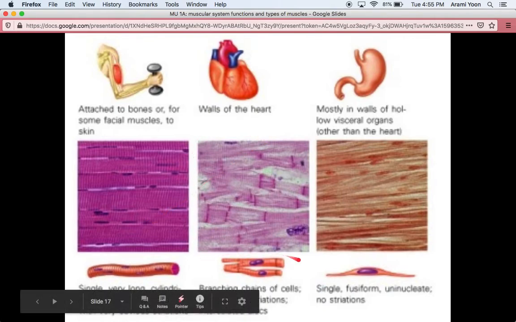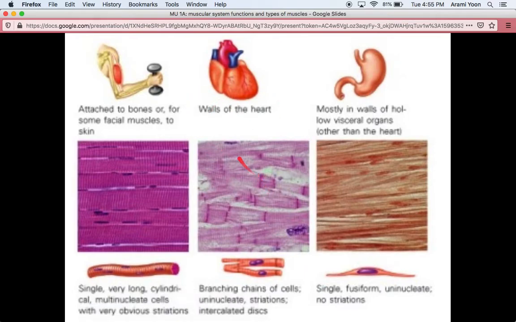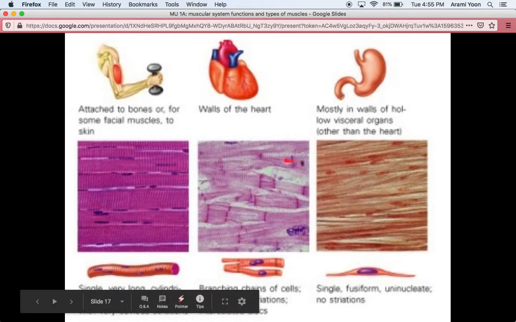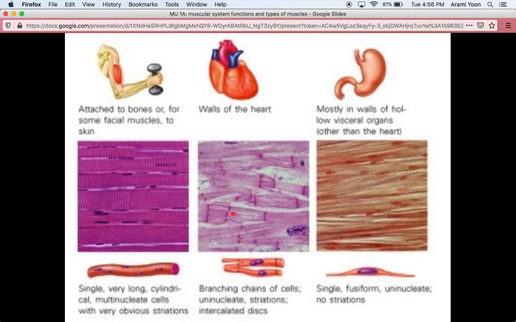The next type is cardiac muscle, which is found in the walls of the heart. These are striated as well, so you can see the vertical striping. They are typically mononucleate, so they tend to only have one visible nucleus in between the intercalated discs that join one muscle cell to an adjacent muscle cell. And they are involuntary. You cannot control their contractions.